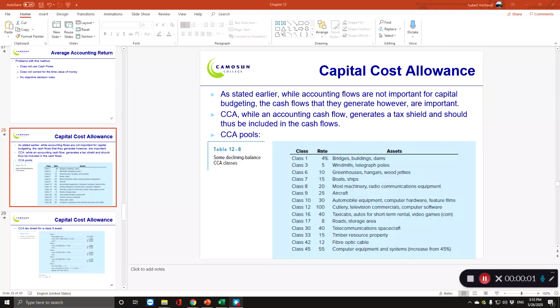Okay, everyone, the last part of the work here for this class. After that, it's going to be just a bunch of examples. I want to talk a little bit about the capital cost allowance.